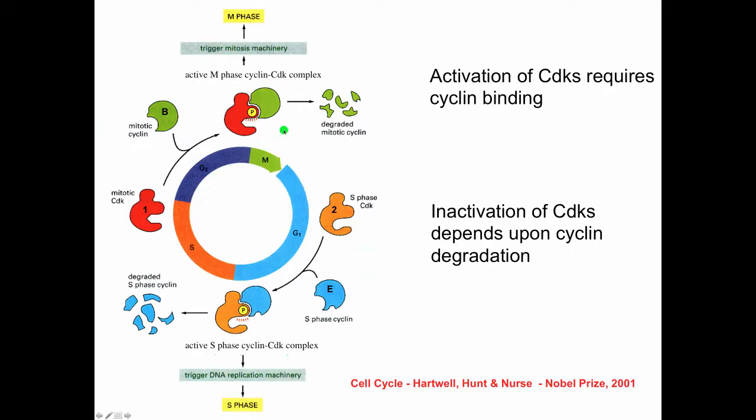So in this simplified figure, it shows the activation and degradation of the mitotic cyclin, or on the bottom, the activation of the S-phase cyclin-dependent kinase, and then its subsequent degradation to progress from G1 beyond S into G2. This basic understanding of the cell cycle led to the Nobel Prize in Physiology and Medicine.